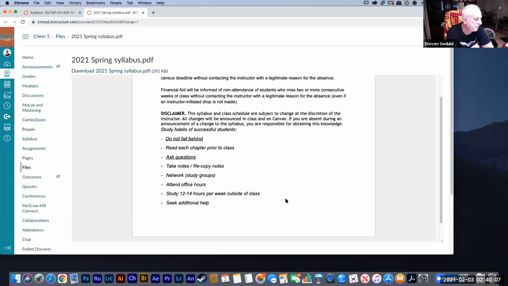Network with people, study groups. Don't be afraid to go into Zoom meetings. Y'all have access to Zoom. It's free. Get three or four of your friends that you know do really well and make a little meeting. Go through the homework assignments. Go through the problems. It'll help you deal with them with other people. You always do better when you have to explain it to somebody else. The best way to learn something is to teach it. Guarantee you.